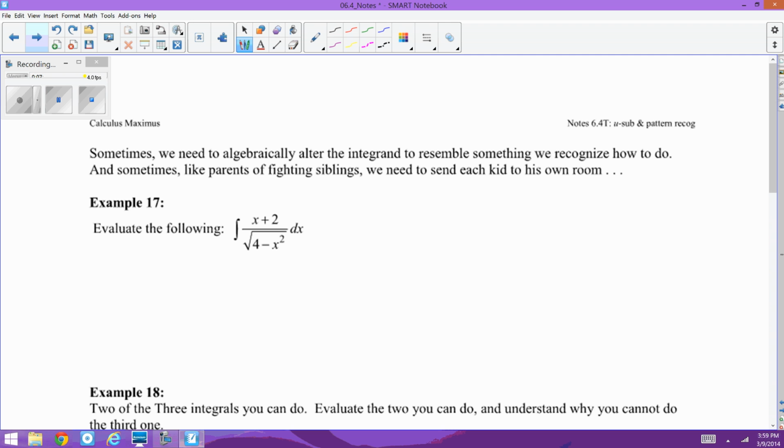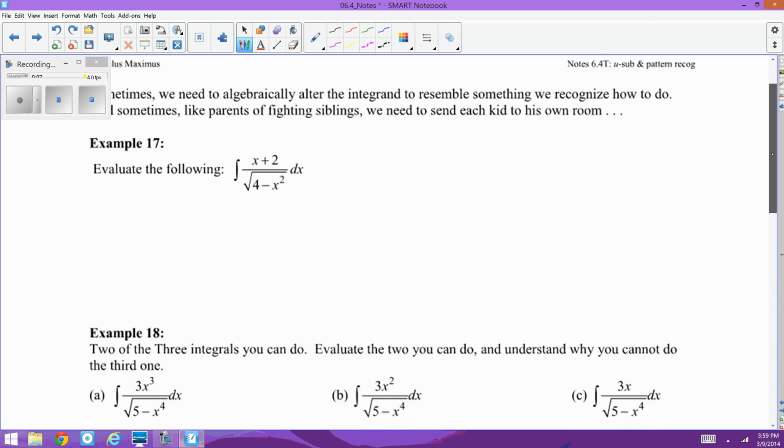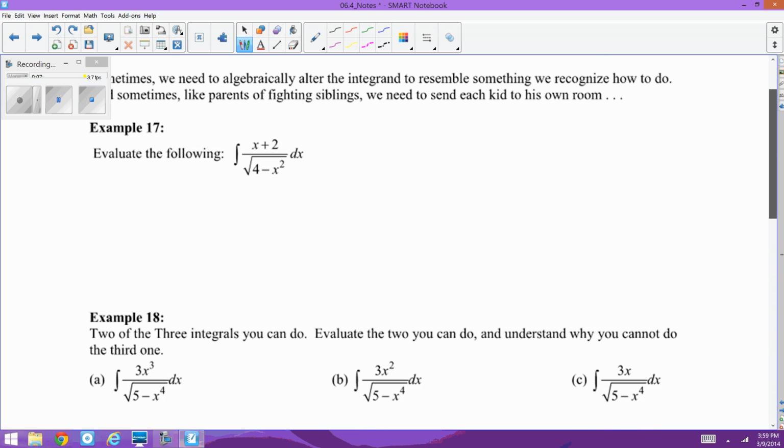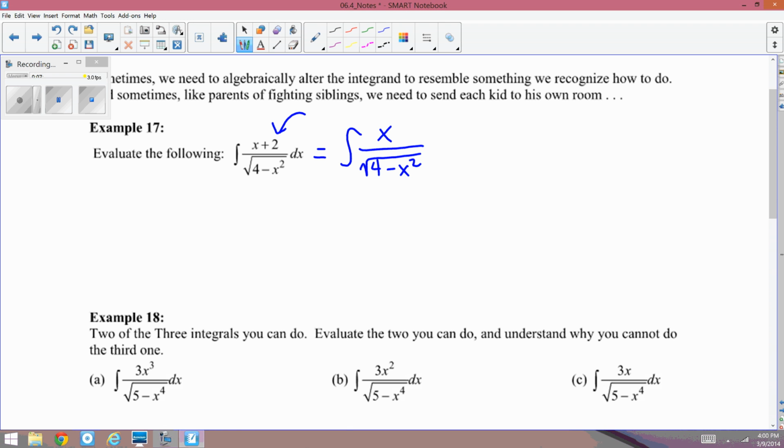17. Sometimes we have to do a little bit of work to make something look like something we can use. All right, so this comes from doing lots of problems. The more you practice, the better you will be at this. I see that that darn 2 is messing it up for me, or you could think about maybe that x is messing it up. All right, so I'm going to break this up into 2 separate integrals.